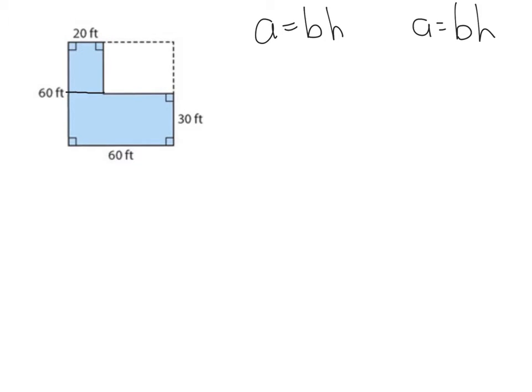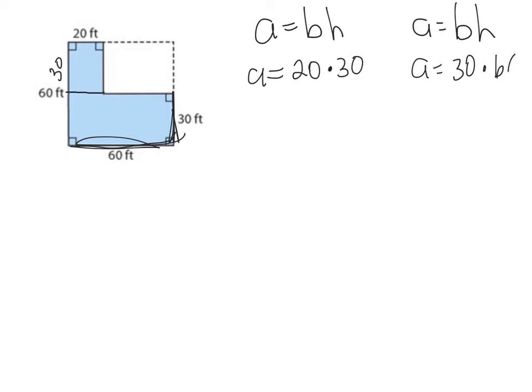Okay, so I know the whole thing once again is 60, and then I know from here to here is 30. So that tells me this distance is going to be 60 minus 30, which is 30. So the dimensions of my first rectangle: area equals 20 times 30. And then this one's going to be easy. I got 30, and I got 60. Area equals 30 times 60.